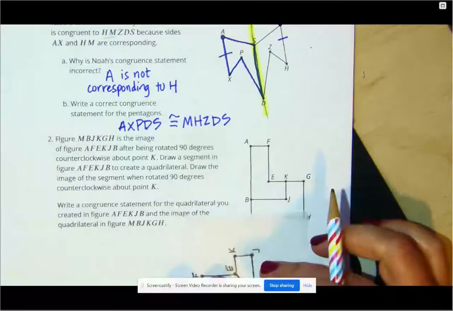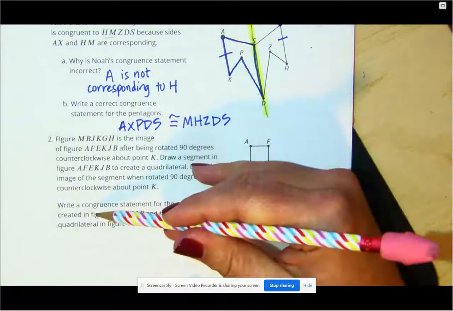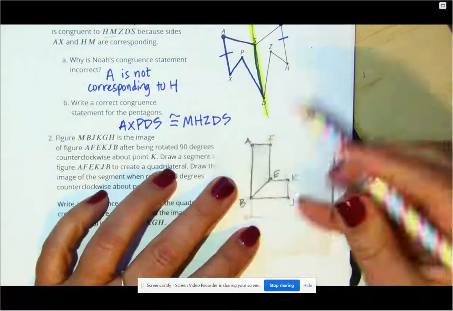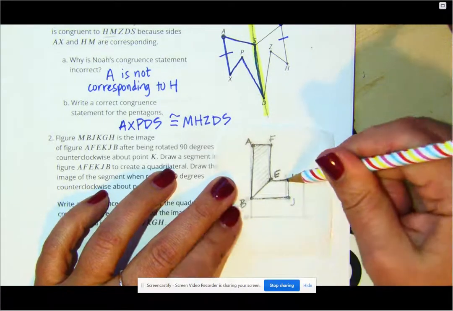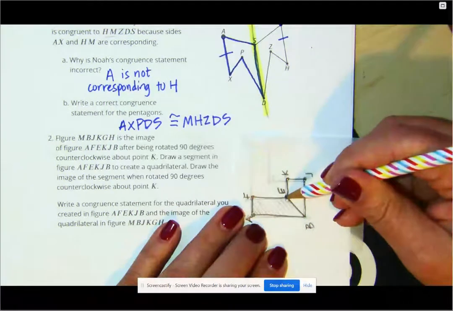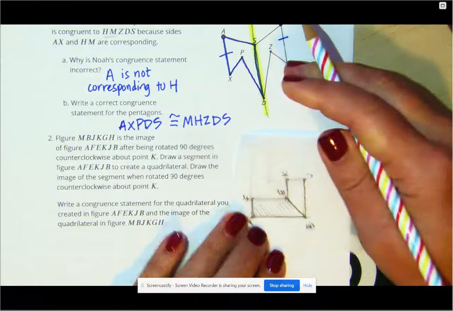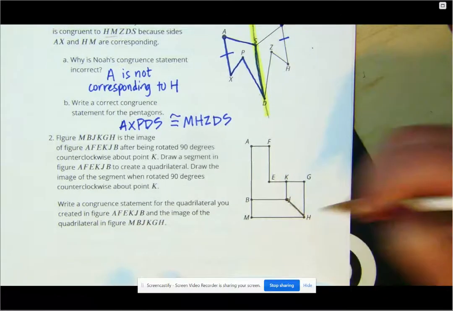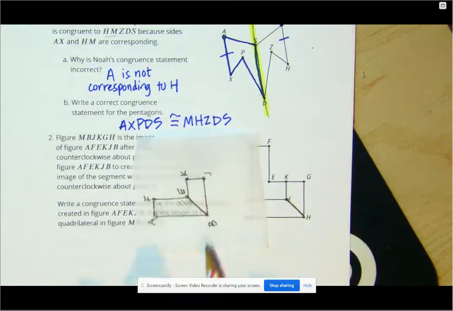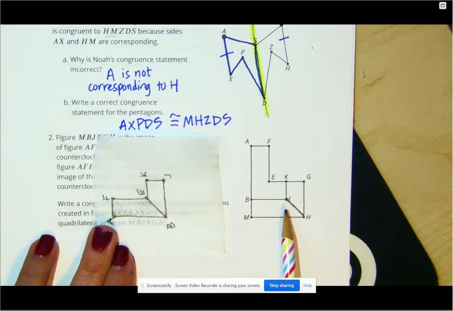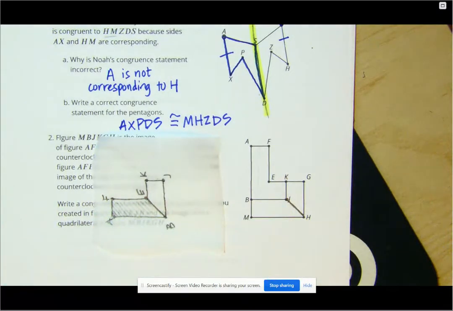And it says, write a congruent statement for the quadrilateral you created in the original and the new one. Okay, so let's look at this. So if I go like this, and I rotate this, then I need to draw the line in the new one from here to here. So that would be from J to H, right? So now I have this one, which corresponds and is congruent to this one. Now this is just one example. You could do something else.